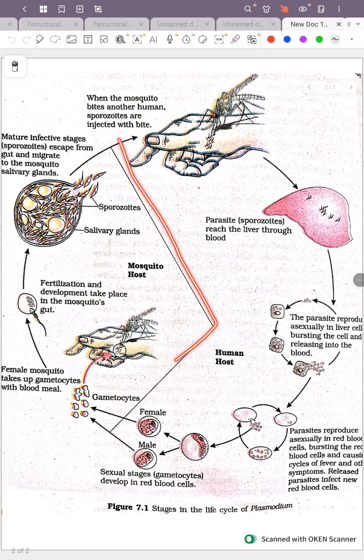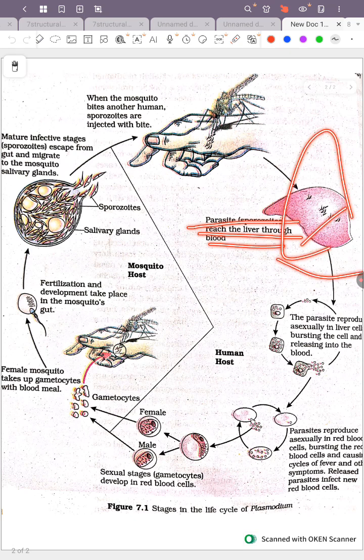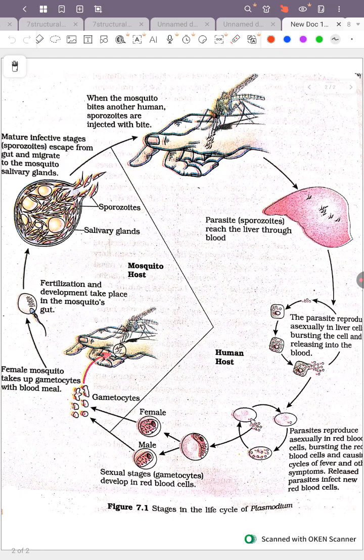Here is the human life cycle. The mosquito bites with the sporozoite, the infective stage. This sporozoite reaches the liver. This is the liver. So it reaches the liver and multiplies in the liver cell. Then they enter into the RBC.